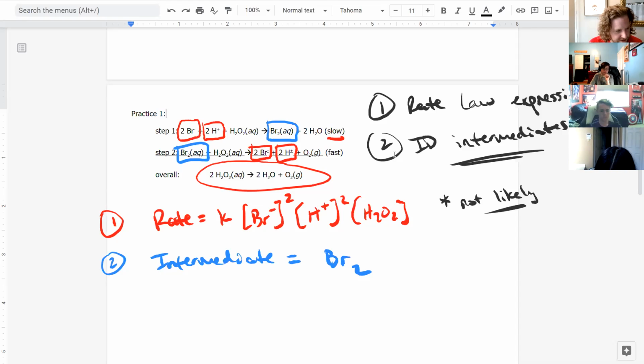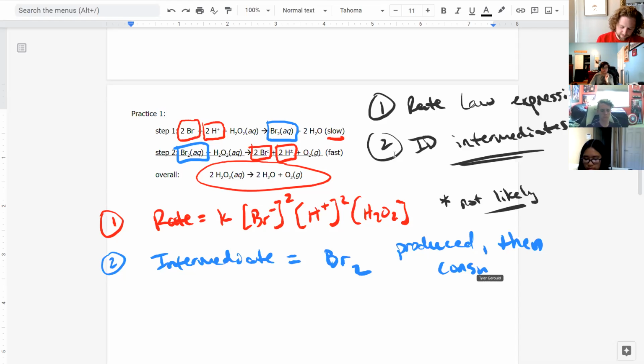There's a specific thing to the intermediate. It must be formed, must be a product first. It must be made in an early reaction and then consumed in a later reaction. It must be produced, then consumed.